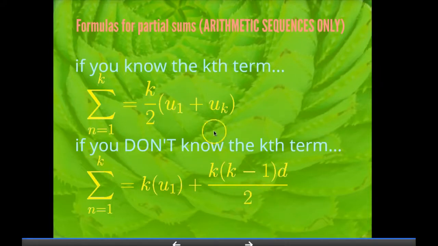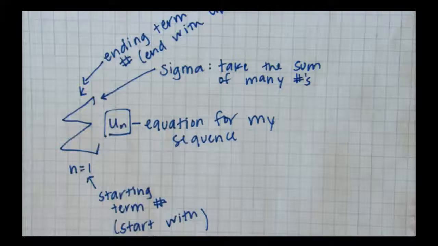So let's look at an example. Please make sure you get these two formulas down. They are important to know and distinguish between when you're going to use them. So if you know the kth term, you're going to use this formula. If you don't know the kth term, you're going to use the second one. Okay, let's look at some examples.